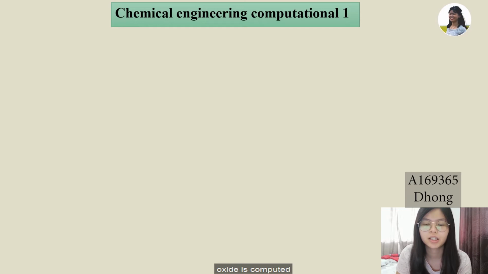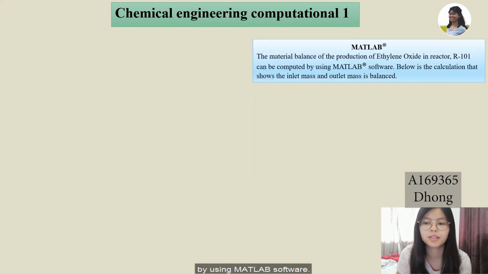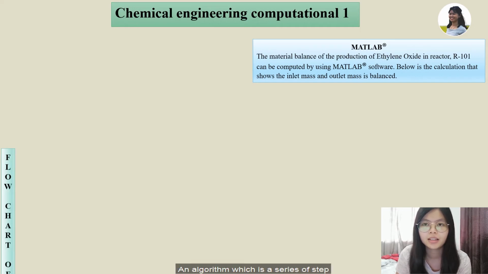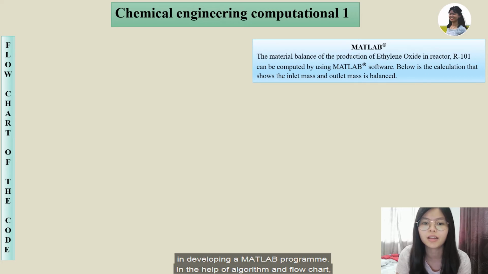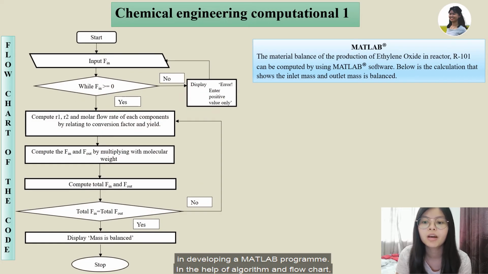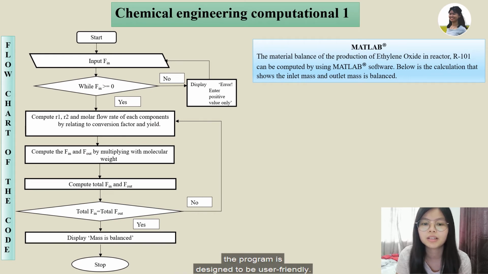For this session, the material balance of producing ethylene oxide is computed by using MATLAB software. An algorithm, which is a series of steps, is created and arranged into a flowchart in developing a MATLAB program. With the help of the algorithm and flowchart, the program is designed to be user-friendly.